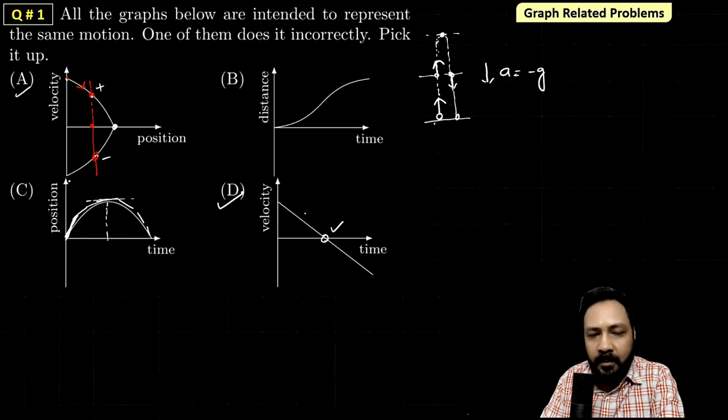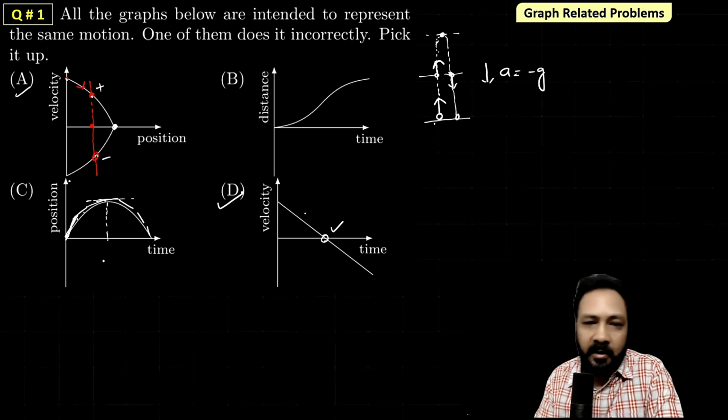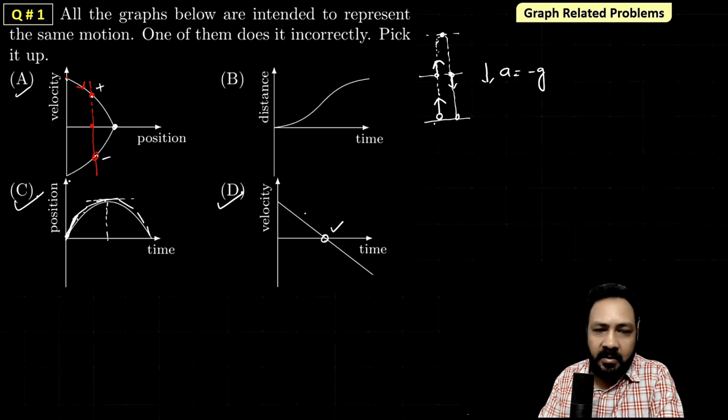So it goes up with a positive velocity, the magnitude of velocity decreases, becomes zero, and then the magnitude increases, and the slope is negative, meaning it goes in the negative direction. So A, C, D are the same motion.